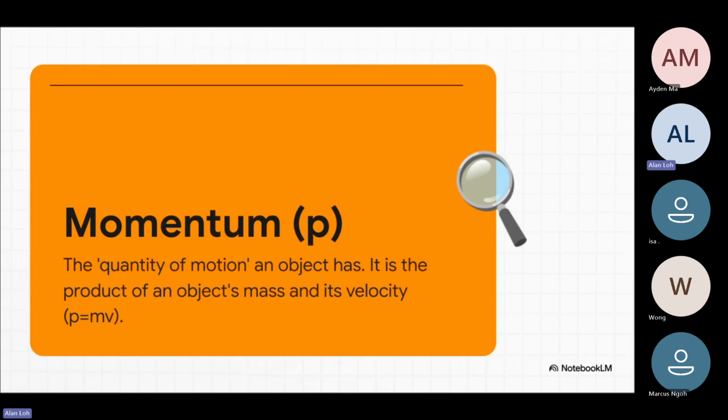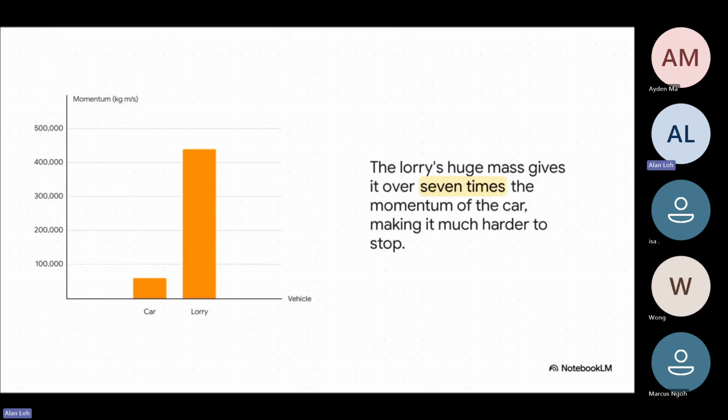Have a ton of momentum because it's really heavy, or because it's moving incredibly fast, or both. So let's put it to the test. Which do you think is harder to stop? A car that's speeding along, or a massive lorry that's actually moving a bit slower? Well, when you look at the momentum, it's not even a contest. The lorry's incredible mass gives it more than 7 times the momentum of the car. That means it has way more oomph and needs a much bigger force to bring it to a halt.